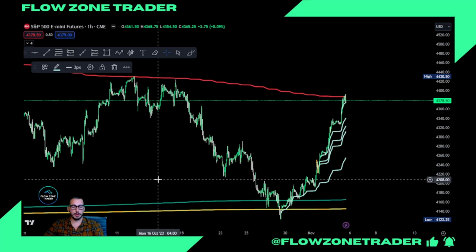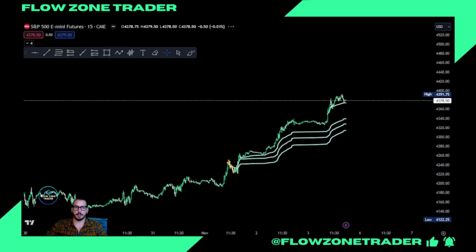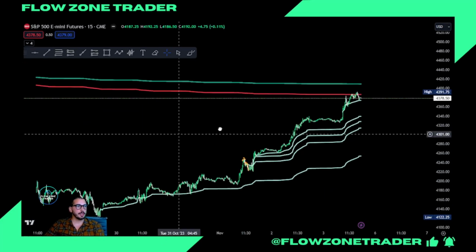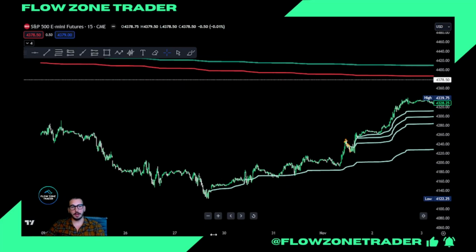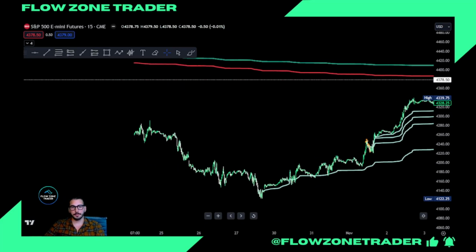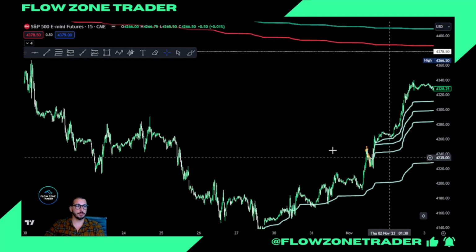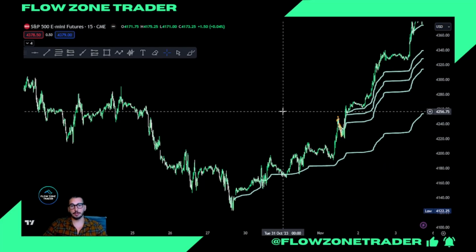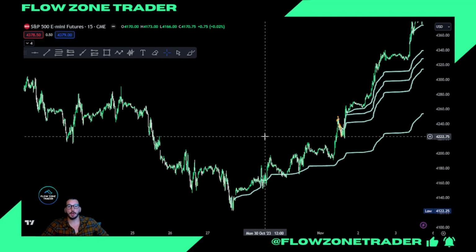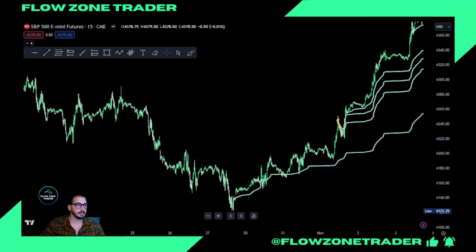So I'm going to zoom in here. Let's go for a 15-minute chart. All right. So anyone who watches me knows I use supply and demand. I use structure. Okay. I use anchors and I use my flow zones. That's how I trade. My flow zones are EMAs and I use them with IB levels, so I know if we're in a trending market or we're in a rotating market.